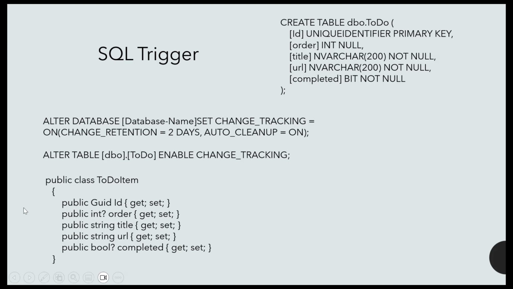And we enable auto cleanup on. That means after 2 days, the changes will be automatically deleted. So it will keep the changes for 2 days, right? This is at the database level, and the next one is the table level. We need to enable change tracking for the table also. So change tracking is the important step for the SQL trigger function. These queries we should execute in our database.